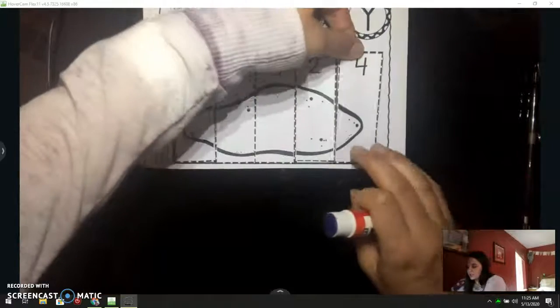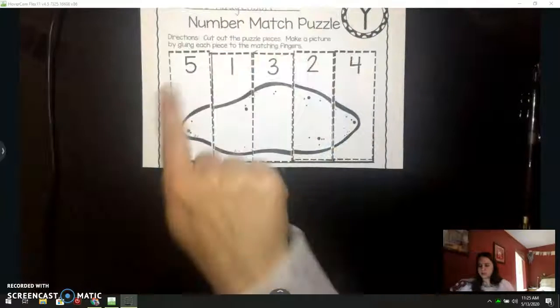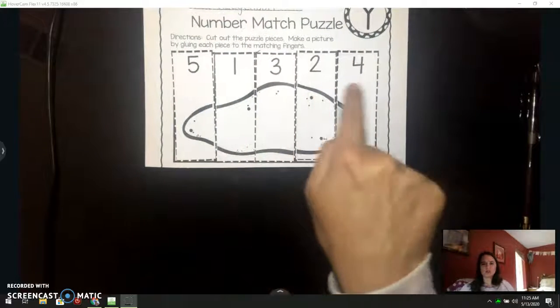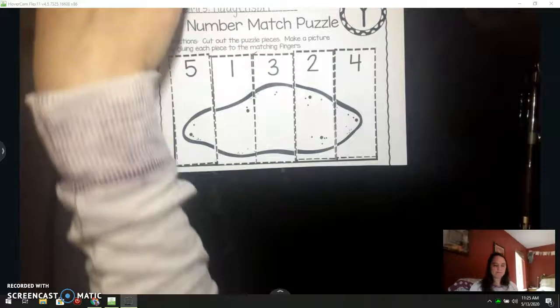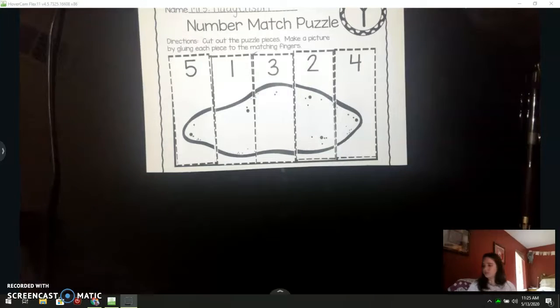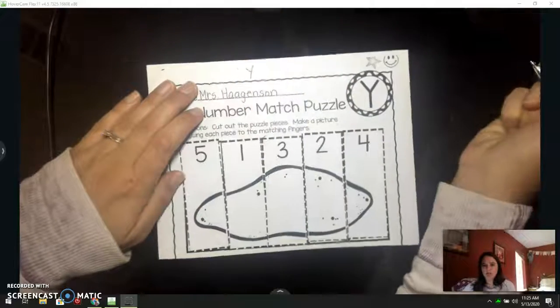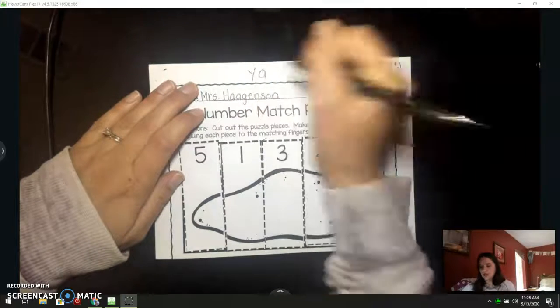Now, are these in the right order for counting? Is this how we count? 5, 1, 3, 2, 4? But it does make a yam. Say yam. And we can write the word yam. Y. A. M.